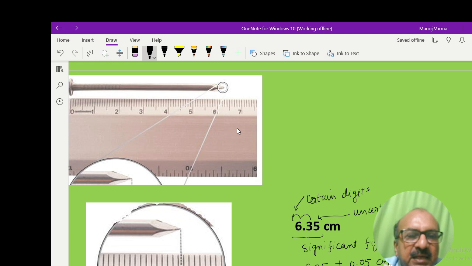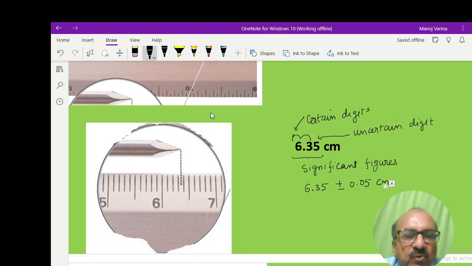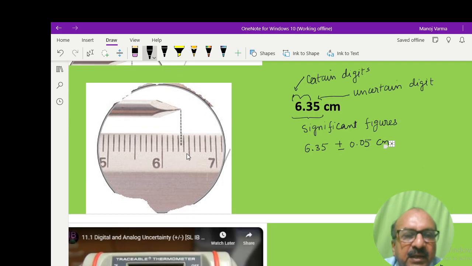So now let us see, if we have to write down the length for this pencil using this ruler, what are we going to write. This whole figure has been enlarged so that you can see it more clearly. Now it is clear that the length of the pencil is 6.1, 6.2, 6.3, 6.4. So it is more than 6.3 but less than 6.4. So we can write the length as 6.3.